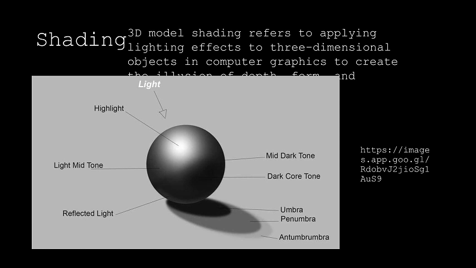Umbra is the first shadow, or the darkest shadow that the light source creates when it is in front of an object. Penumbra is the second one, slightly lighter than the umbra. Then antumbra is slightly lighter than the penumbra.